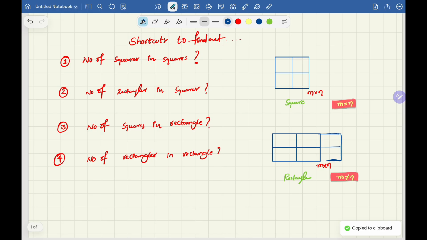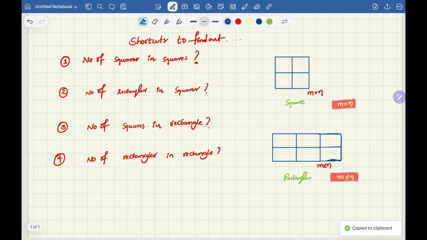Many people are preparing for GATE and other PSU exams, right? Therefore, aptitude is a very important subject in order to get good marks, because it's the easiest subject that you can score in. So here I want to give some shortcuts related to this particular question: number of squares in a square, number of rectangles in a square, number of squares in a rectangle, number of rectangles in a rectangle. How to find out? I'll tell you a few shortcuts.